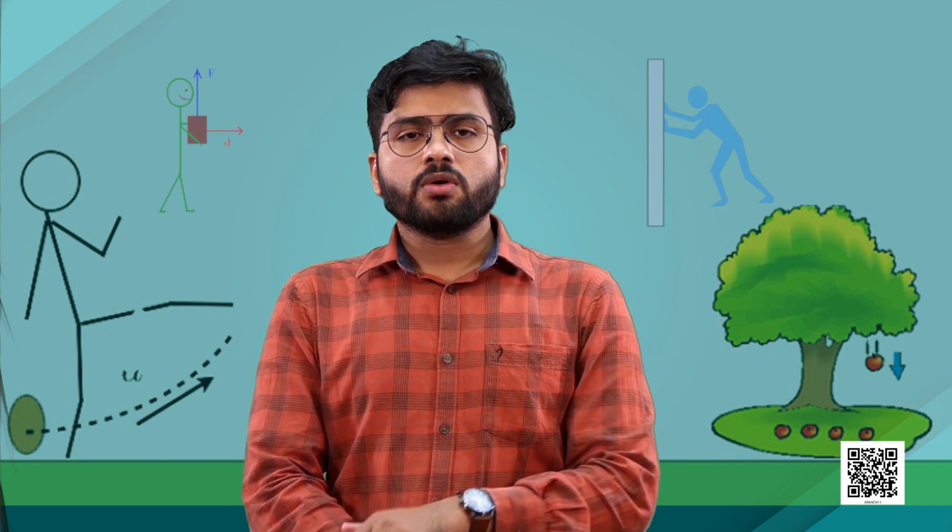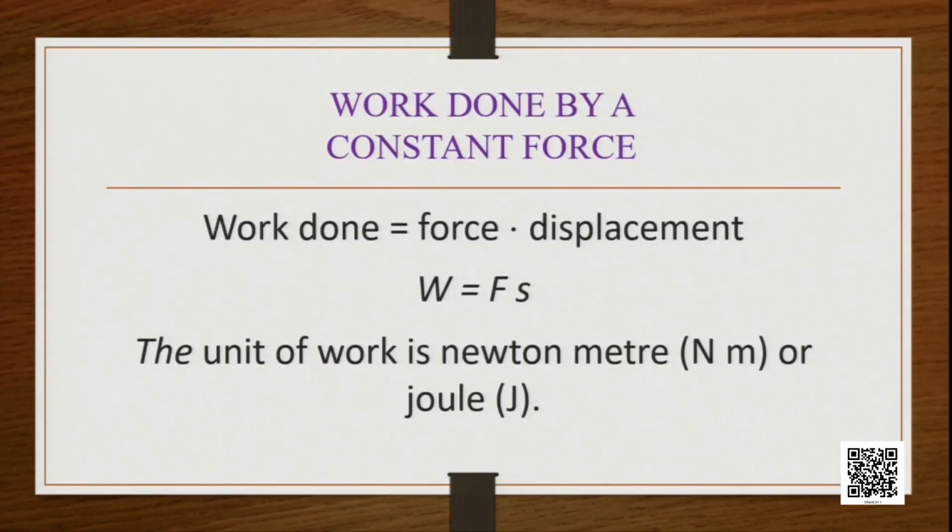Now let's represent this work done in a mathematical expression. The mathematical expression for work done is equal to the product of force and displacement. W is equal to Fs. F stands for the force, S stands for the displacement. And here, as we know, the SI unit of force is Newton and the SI unit of displacement is meter. So the unit for work will be Newton meter, or we express it in terms of joule. So the SI unit for work done is joule.